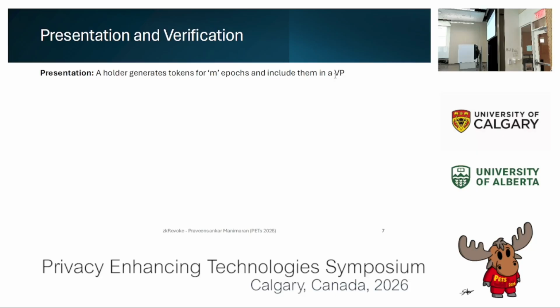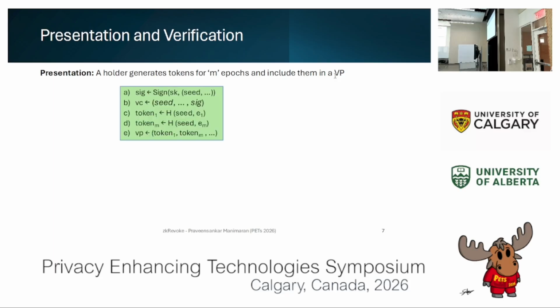So what the holder does is generate tokens for m epochs and then include them in the VP. Essentially, the holder in this manner restricts the verifier to allow the verification to be done only at specific epochs. So in this manner, we achieve configurable period and also one-time sharing. All the information needed for checking the verification of revocation status is included in the VP.